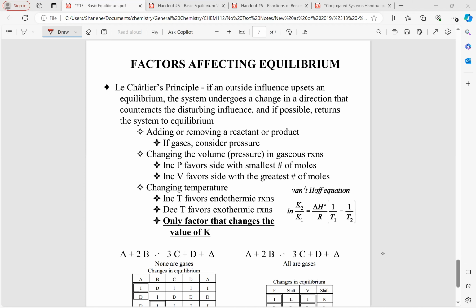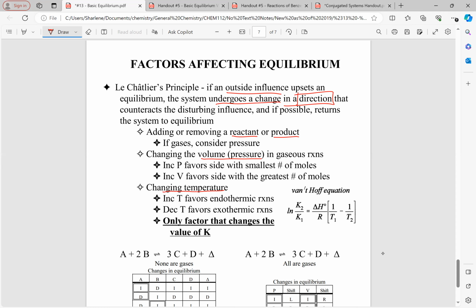So Le Chatelier's principle says, if an outside influence upsets an equilibrium, that system will undergo a change in the direction that counteracts that disturbing influence or force. And if possible, it will return it back to a state of equilibrium. Well, what could you possibly do to upset it? There's many things. You could add or remove either a reactant or a product. If you are dealing with gases, you could change the volume or pressure, or you could change the temperature.